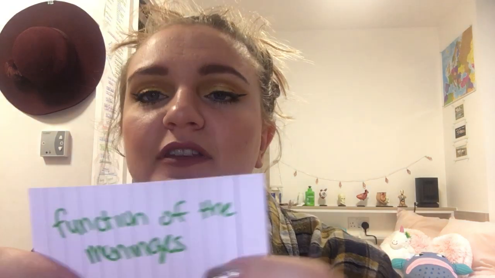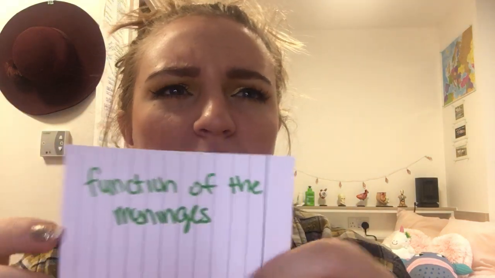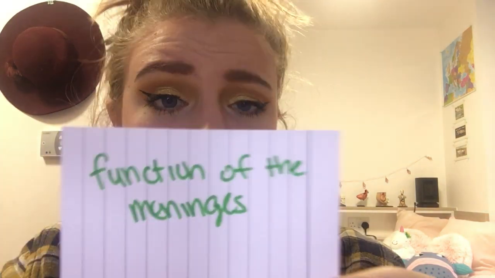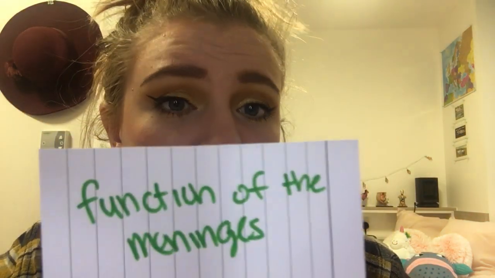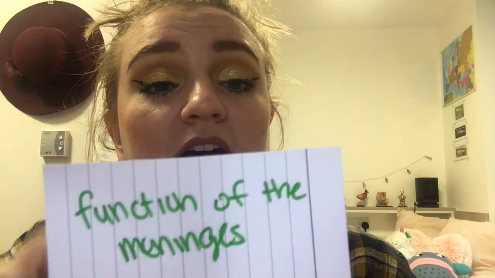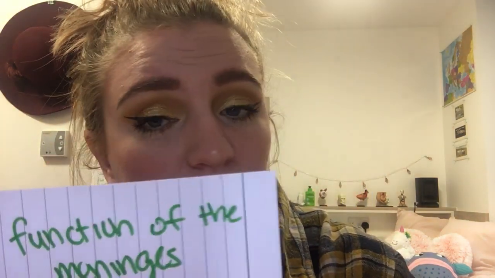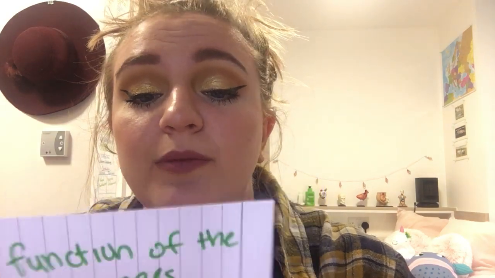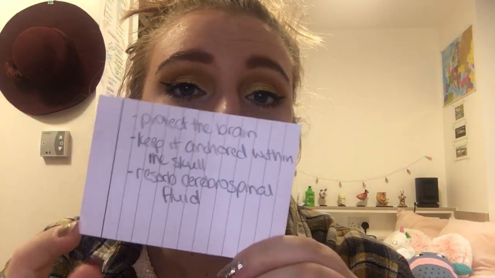So what is the function of the meninges? Why do we want something covering our whole brain? Well, there's really three main reasons. One, they protect the brain. They keep it all safe. Two, they keep it anchored within the skull, which is kind of what I was talking about. And three, they also can resorb cerebrospinal fluid. Those are their three main jobs.